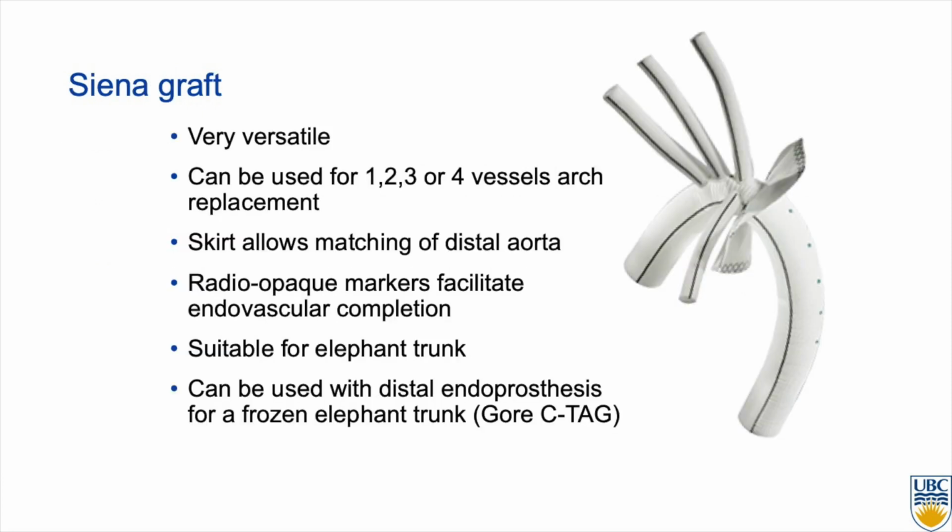The Siena graft is a very versatile graft. Can be used for 1, 2, 3, and 4 vessels arch replacement. The skirt allows for matching of the distal aorta. It has radiopaque markers to facilitate completion by an endovascular approach. It is suitable for either the elephant trunk or can also be used for a frozen elephant trunk with a separate stent in the descending aorta.